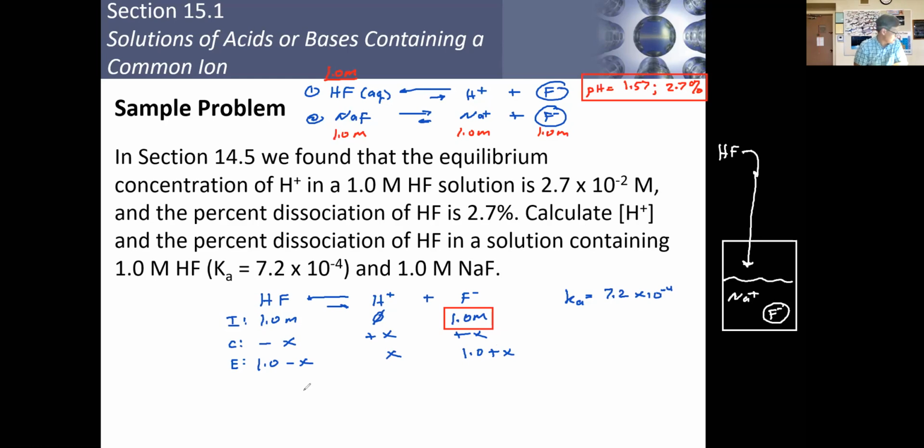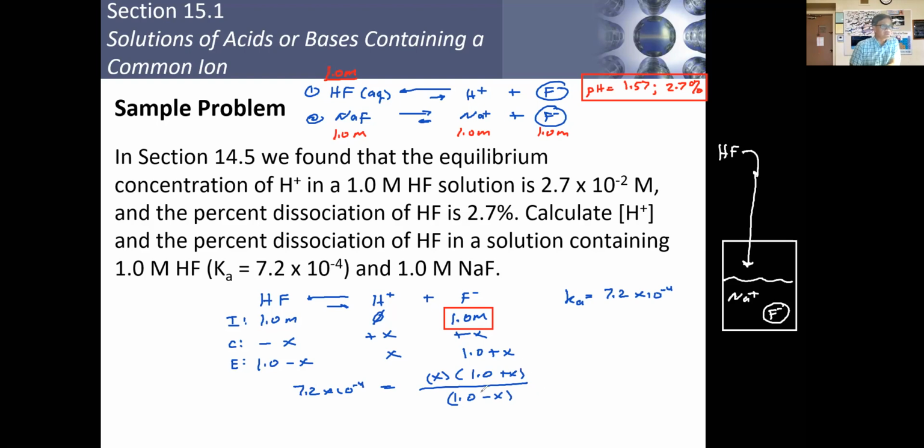At this point, we can go ahead and set up the law of mass action. I'm going to just plug it in. It's going to be 7.2 times 10 to the minus 4, equal to x times 1 plus x, all over 1 minus x. So that's going to be the key difference. Now we have a term in the numerator that has a numerical portion and the unknown variable as well.